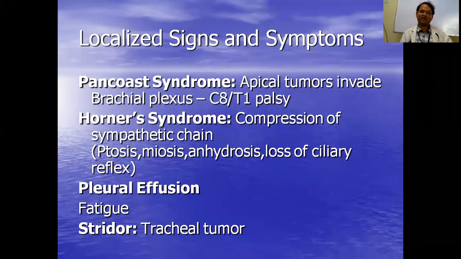Horner syndrome, if the tumor is positioned centrally and the mediastinum is affected and the sympathetic chain is compressed by the tumor, that leads to ipsilateral ptosis. There will be drooping of the upper eyelid on the same side. Miosis, there will be pupillary constriction of the eye on the same side. Anhidrosis, that eye will be dry, and there will be loss of ciliary reflex on that eye.